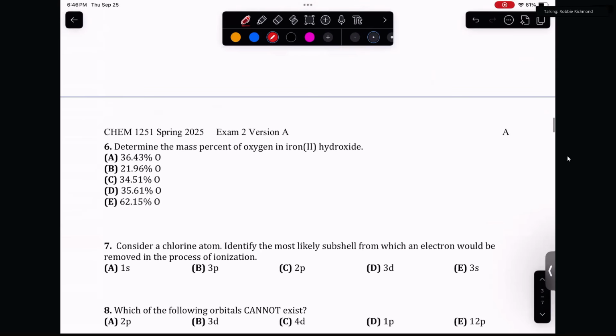Alrighty. Determine the mass percentage of oxygen in iron 2 hydroxide. Hydroxide has a negative charge. Iron 2 has a +2 charge. So the actual formula would be this. And we're looking for mass percent of oxygen.